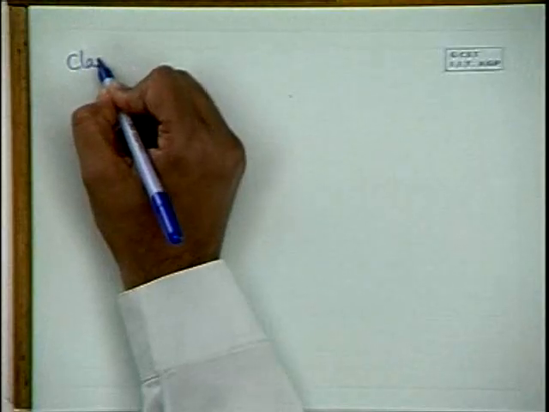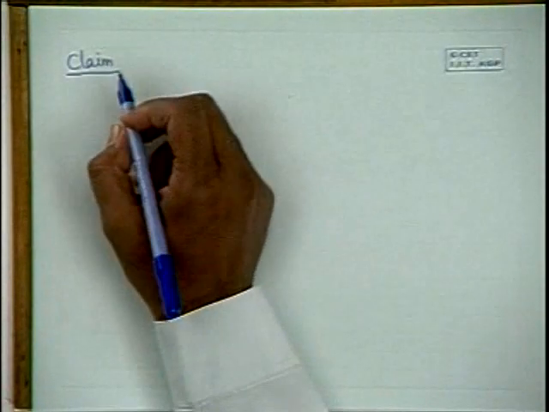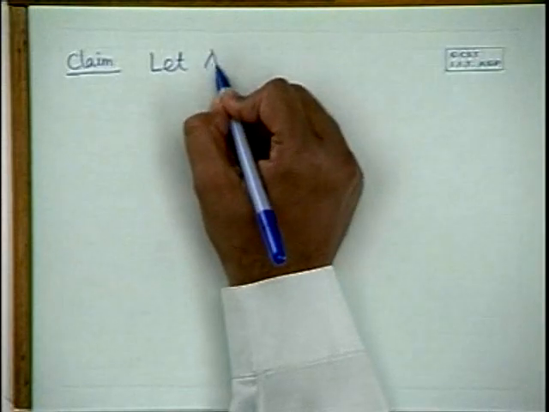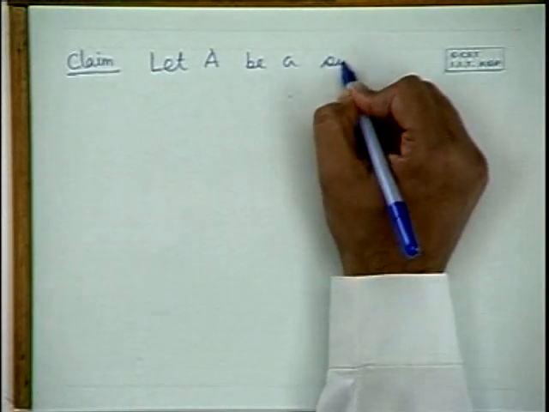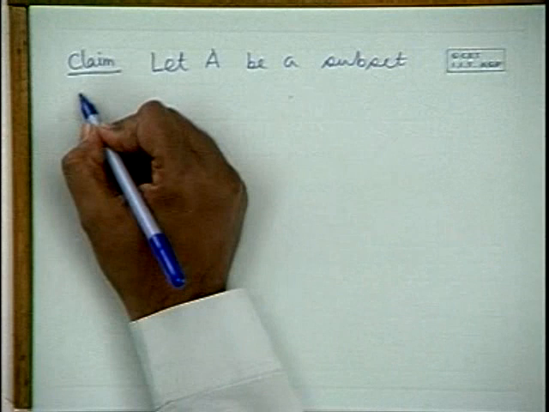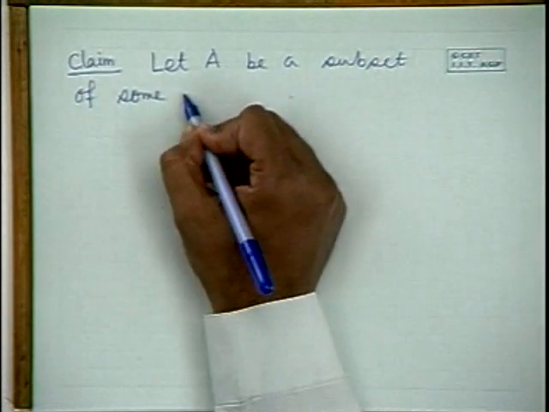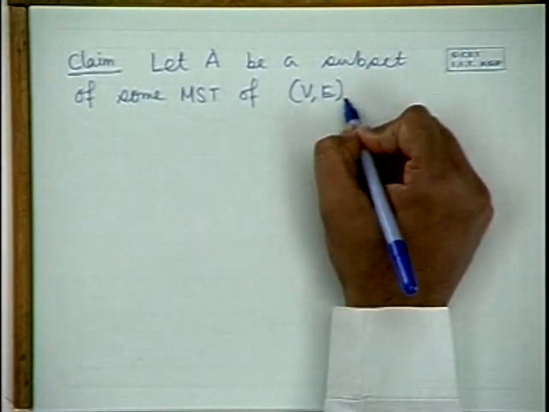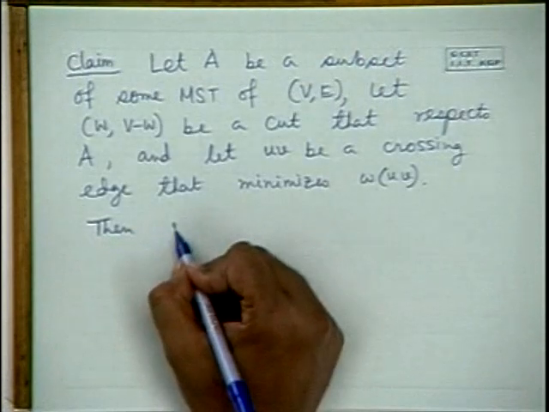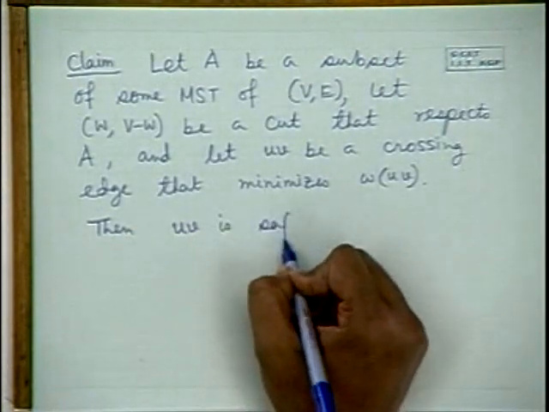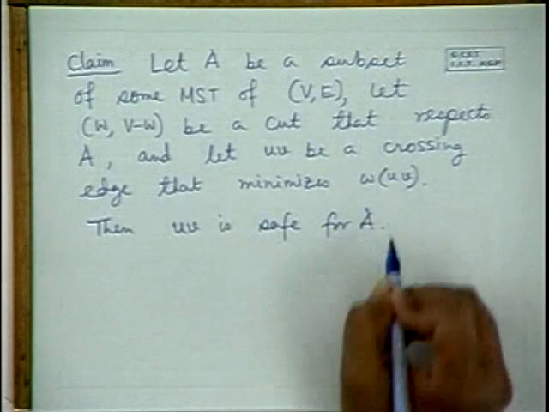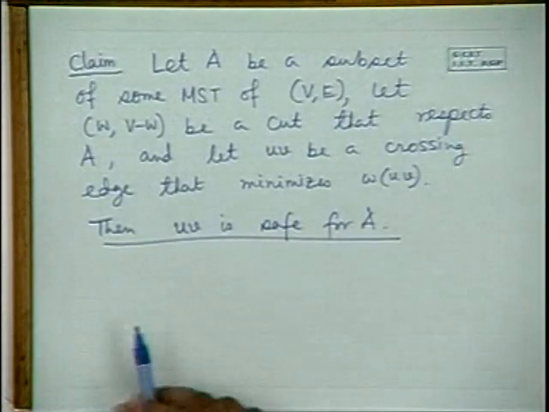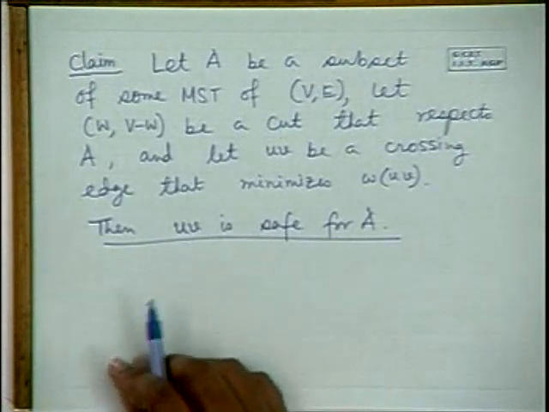So the next claim is this. Here is the next claim, which is the main claim for constructing the minimum spanning tree. Let A be a subset of some MST of the graph (V, E). Let (W, V minus W) be a cut that respects A, and let (U, V) be a minimum-weight edge crossing the cut. Then (U, V) is safe for A. So this is the claim.